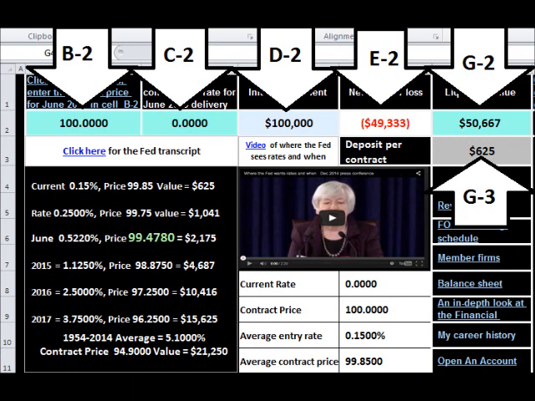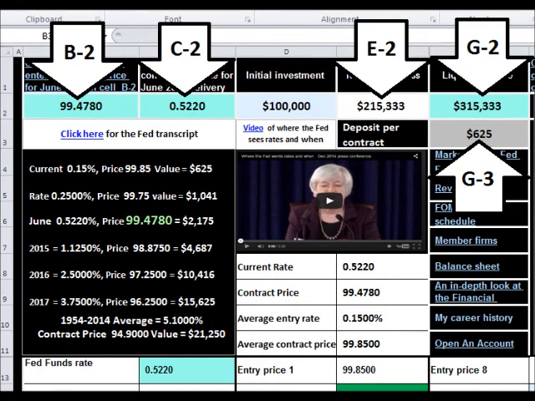Let's check out the worst case scenario. In cell B2, enter 100, representing a rate shown in cell C2 of 0. The net loss will show in cell E2 of $49,333, for a net liquidation value in G2 of $50,667.